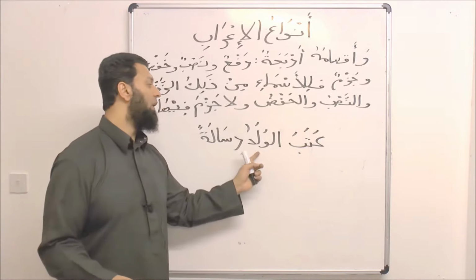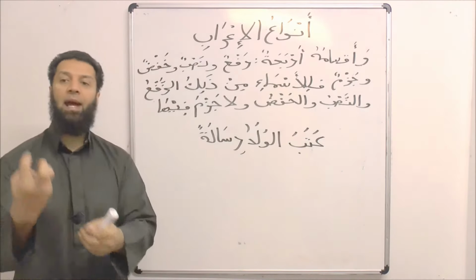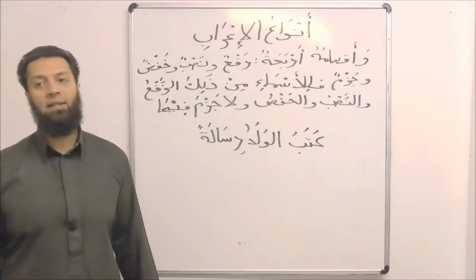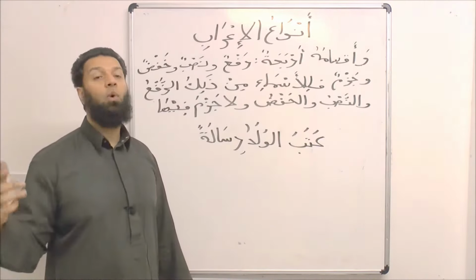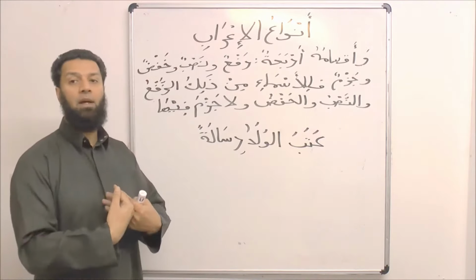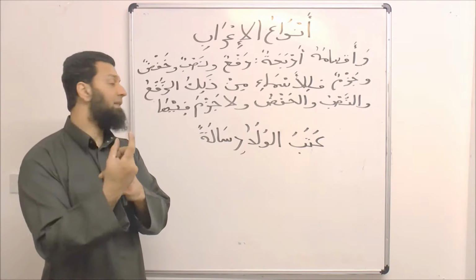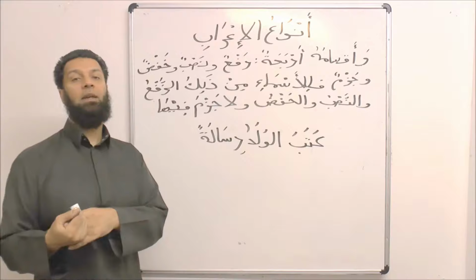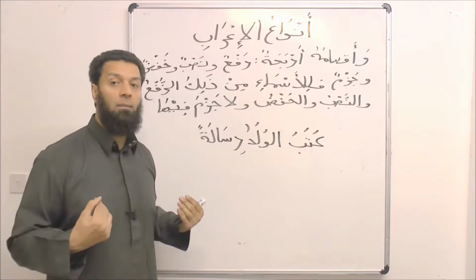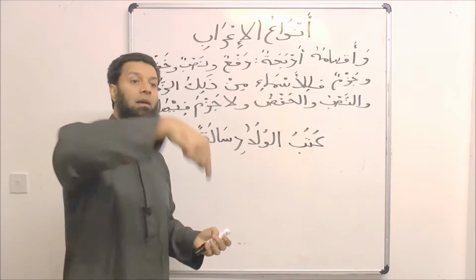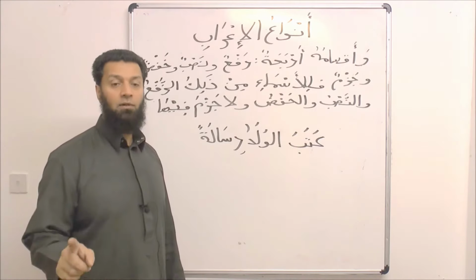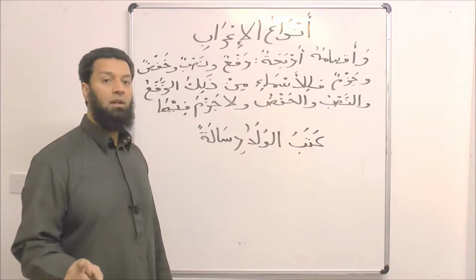Kataba al-waladu, the boy wrote. Where has the writing become manifest? Upon the boy or upon the letter? Upon the letter. So what is the amilun? Kataba is the amilun. Because kataba is a verb that is al-muta'addi, meaning it takes an object, then it's the verb that has caused the action to become manifest upon the object. Right? You follow, Muhammad?